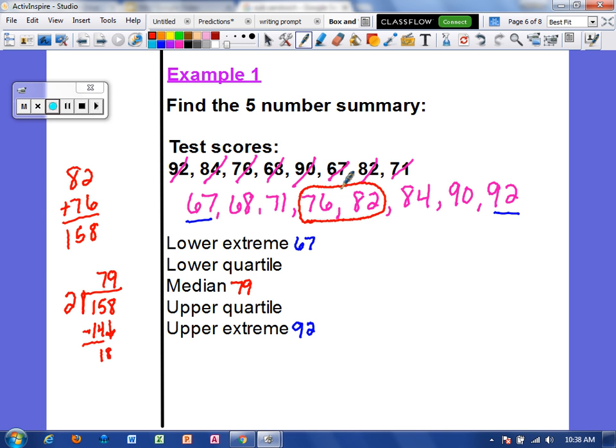Now if there was one number perfectly in the middle, obviously that would be the median. So whenever we have two numbers that are smack dab in the middle, we just find the average between the two, and that's going to be the median. Now the lower quartile, that's going to be whatever's in the middle of the lower half. So here's the lower half, and we've got 68 in the middle. And the upper quartile, that would be the upper half. We have 90 in the middle.